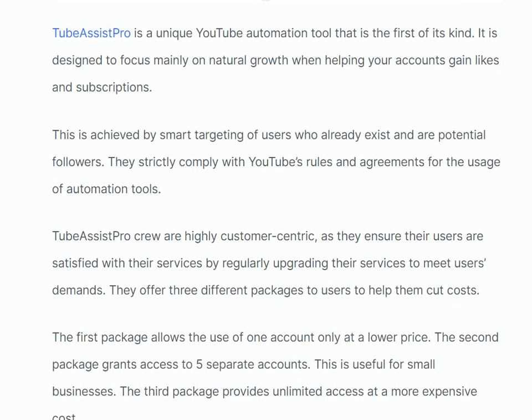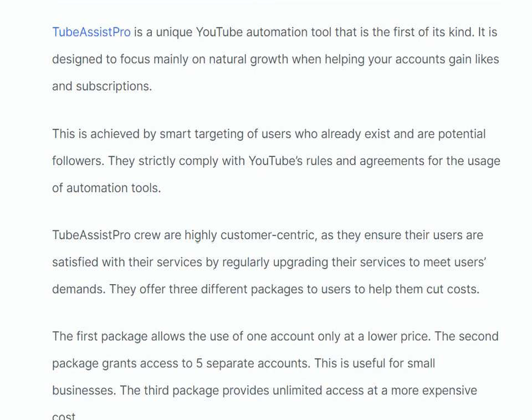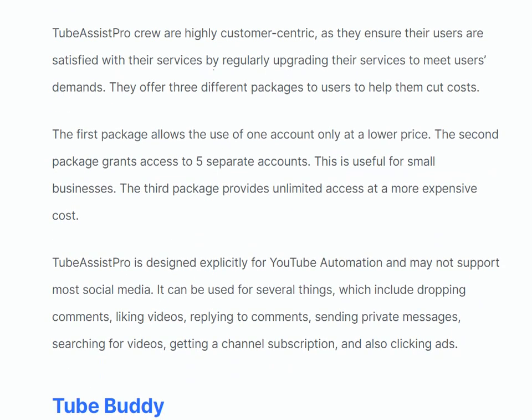Tube Assist Pro crew are highly customer centric, as they ensure their users are satisfied with their services by regularly upgrading their services to meet user demands. Tube Assist Pro is designed explicitly for YouTube automation and may not support most social media.